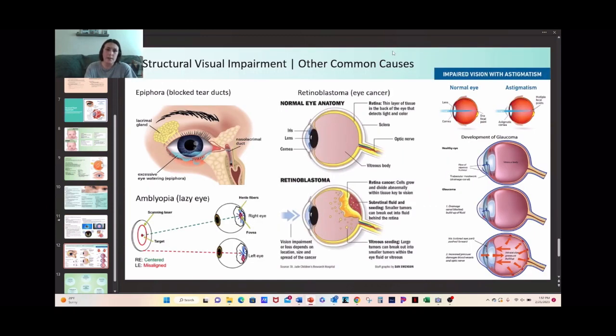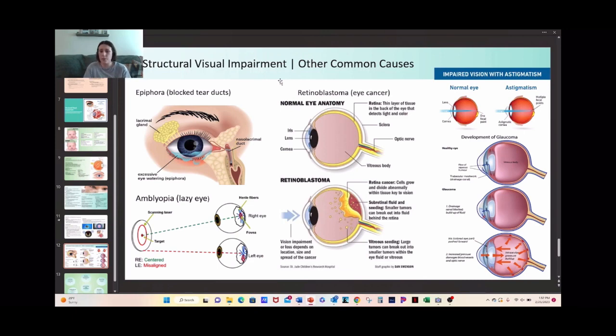So here I have a list of other common causes of structural visual impairments. I think one of the most common ones that we see in daycare settings, especially infant rooms, is blocked tear ducts. Generally, this just goes away, and it looks like yellow goop coming out of their eye constantly. A lot of times babies will wake up and their eyes are crusted shut. A lot of people tend to think that it's pink eye because in a lot of cases it's only in one eye, but it's actually just a clogged tear duct.